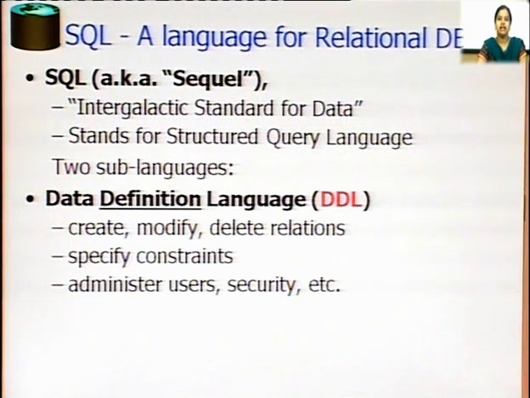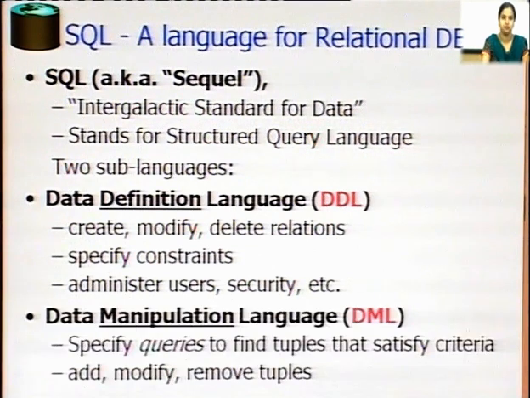The first is DDL, data definition language. This DDL is used to create the data, modify the data, delete the relations, specify the constraints. Constraint means what data can be inserted, what data cannot be inserted. These are the specified constraints. It also helps to specify the administrator rights, who are the administrator users, what security etc. are applied on the data.